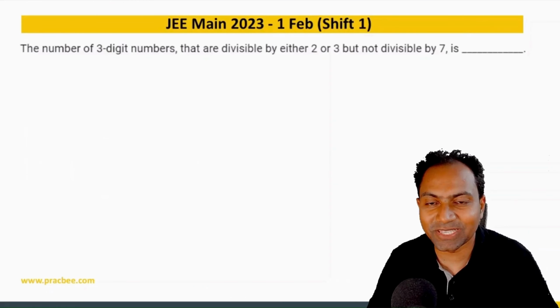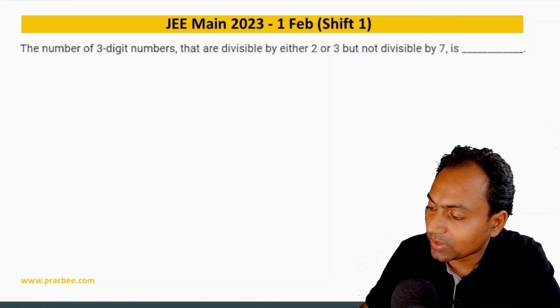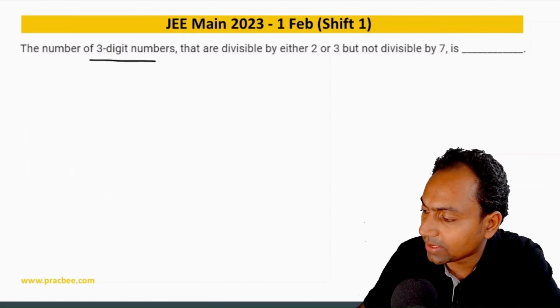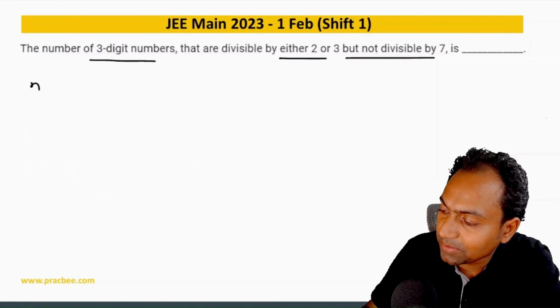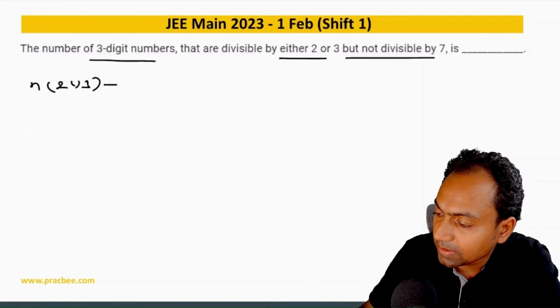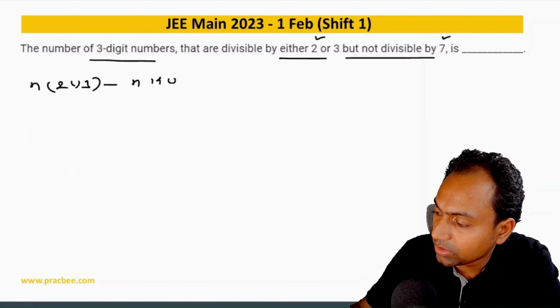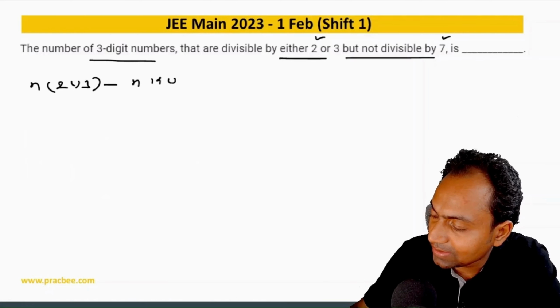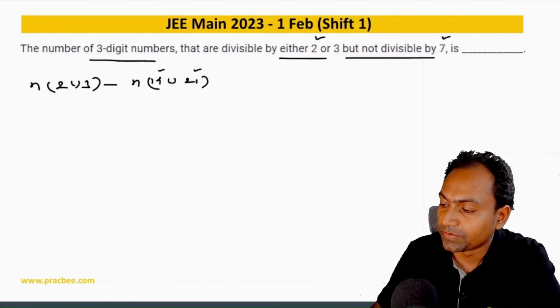Now this next question is a more complicated form of the last question. Again, we have to make 3-digit numbers only, and we have to find those divisible by 2 or 3, but not divisible by 7. What would this mean? Number of elements in 2 union 3 minus the number of elements that are multiples of 7 and 2, which would be multiples of 14, union 7 and 3, which would be 21. I am taking 21 because 7 into 3, and 14 because 7 into 2. So this we need to find.